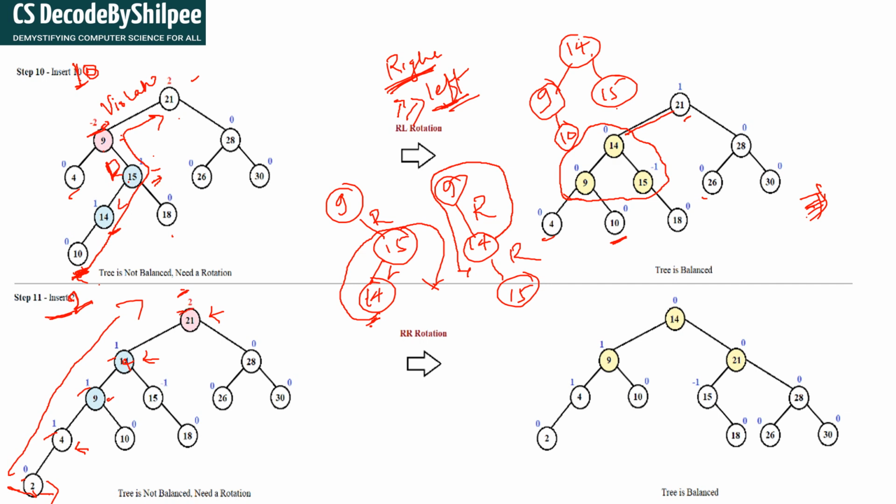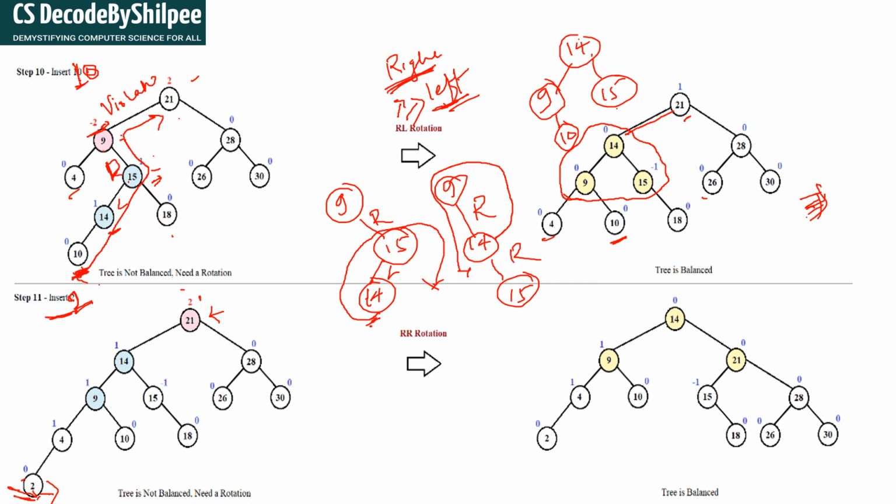Now you have to start checking what type of problem it is, and that too starting from 21 onwards. So I am going to start from 21 onwards and check what type of problem it is. The direction will be given by the last element that I inserted. I inserted 2, so for that the direction will be taken.